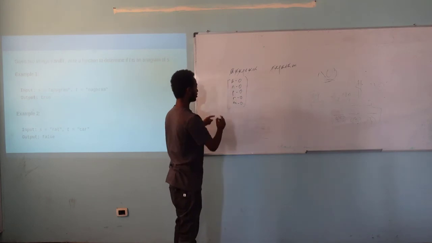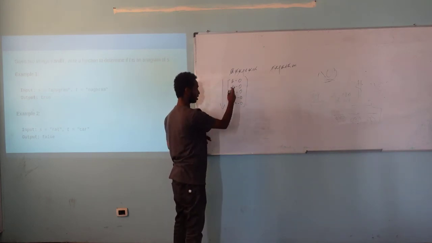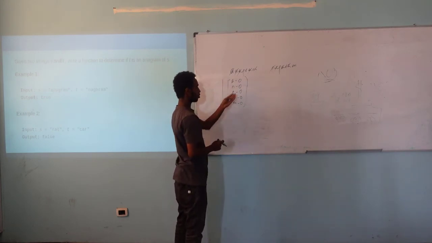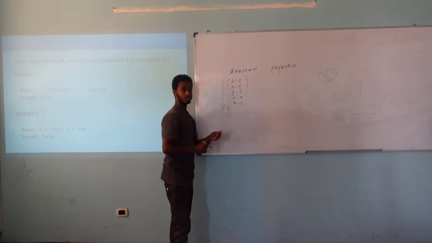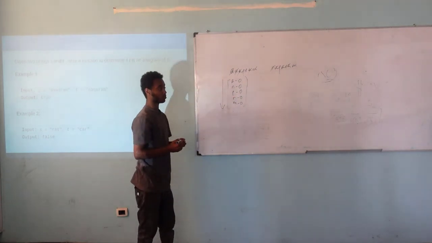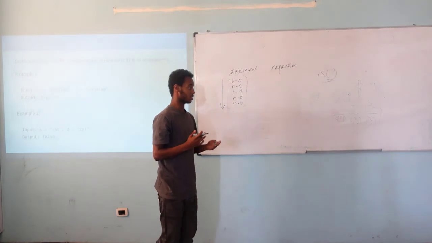Then the last check is if all the characters are 0. If all the counts are 0, it means they are anagrams. That's one way of doing it. But I think there is also another.